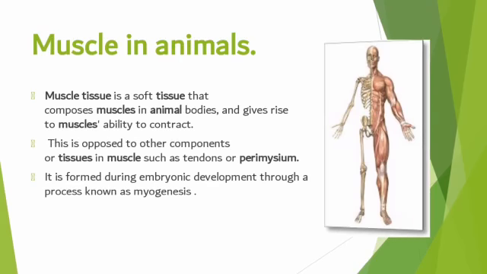Then muscle in animals. Muscle is soft tissue composed of cells in the animal body that give rise to the ability to contract. This is opposed to the other components of muscle tissue such as tendons or perimysium. It is formed during embryonic development through a process known as myogenesis.